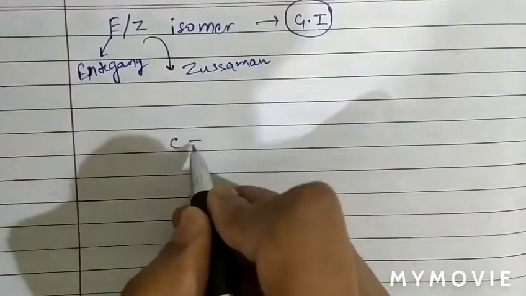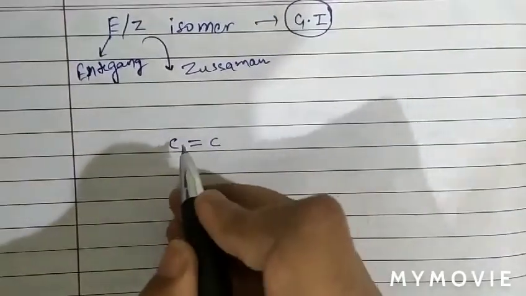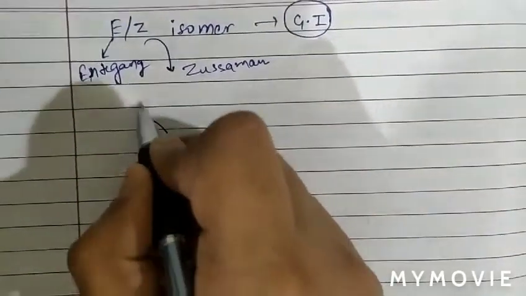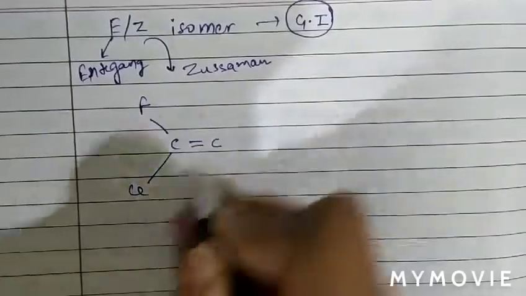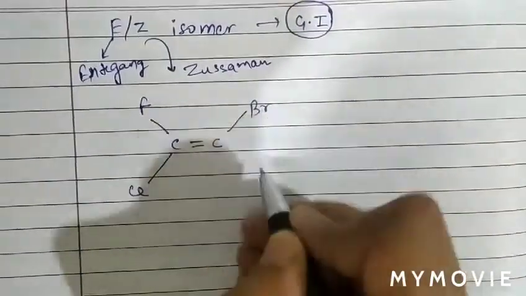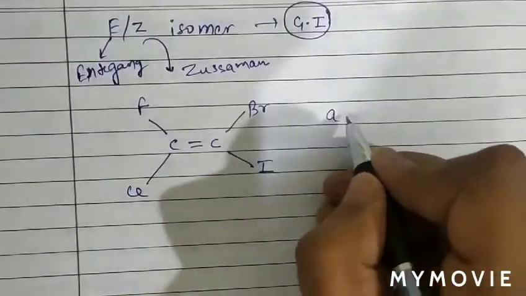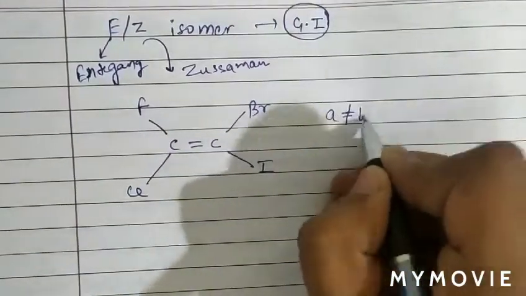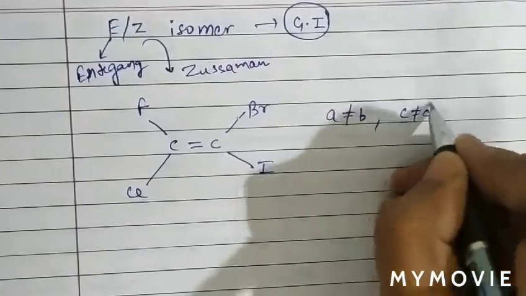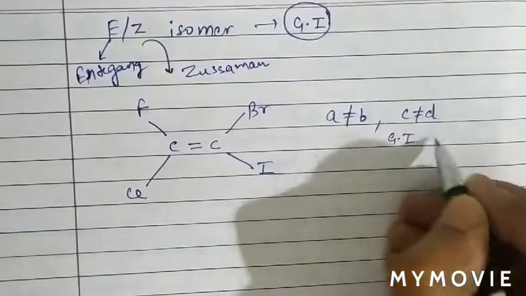As we can see, this is a carbon-carbon double bond, with restricted rotation. This is fluorine, this is chlorine, this is bromine, and this is iodine. So basically the condition to show geometrical isomerism is A should not be equal to B and C should not be equal to D. Then it can show geometrical isomerism.